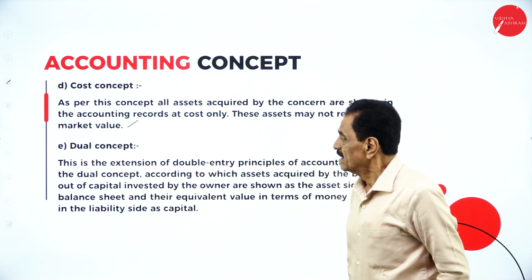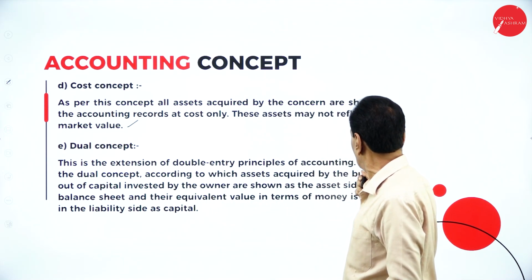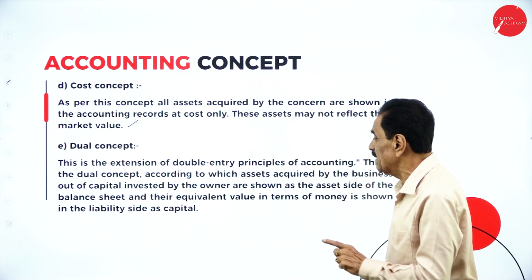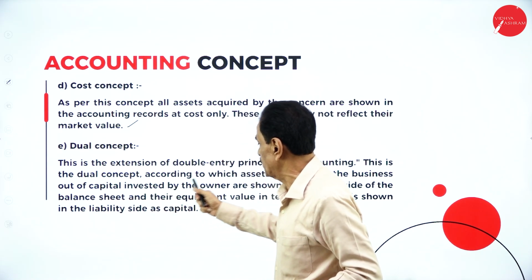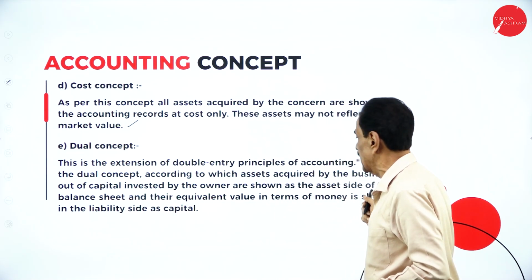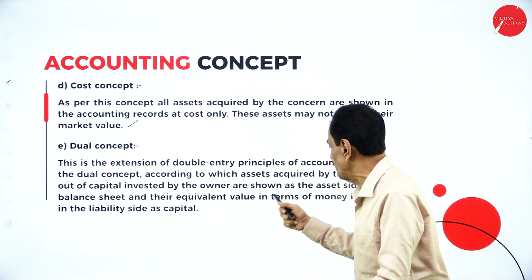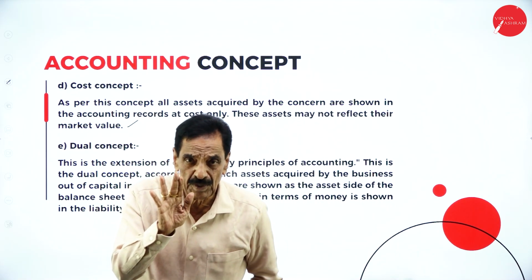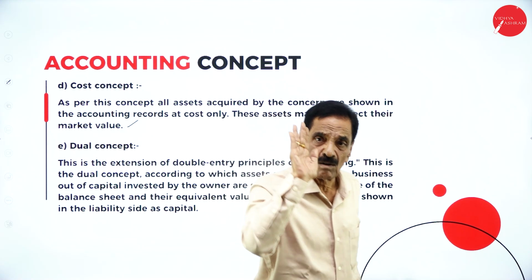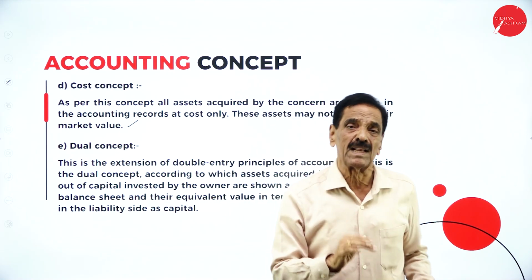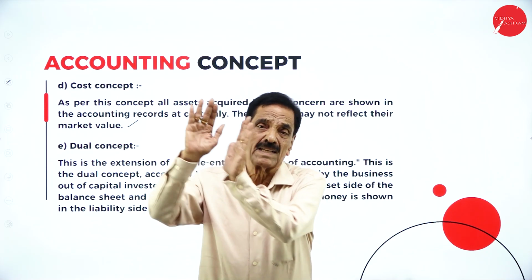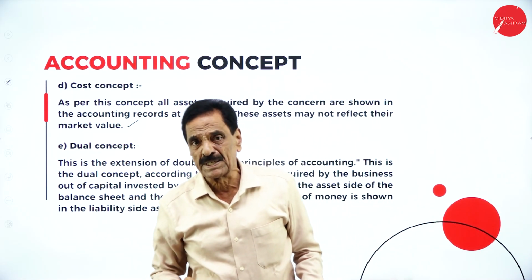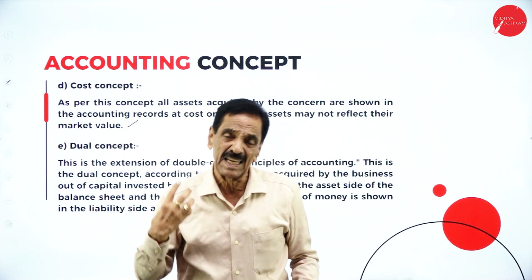Then the dual aspect concept. This is an extension of the double entry principle of accounting. According to this concept, assets acquired by the business out of capital invested by the owner are shown on the asset side of the balance sheet, and their equivalent value in terms of money is shown on the liability side as capital. If we purchase a building worth rupees 1 lakh, it is considered an asset and shown on the asset side of the balance sheet. The same amount is shown on the liability side as capital.